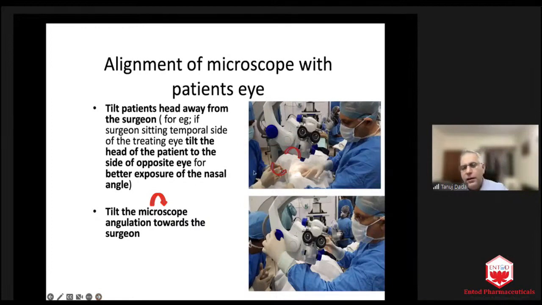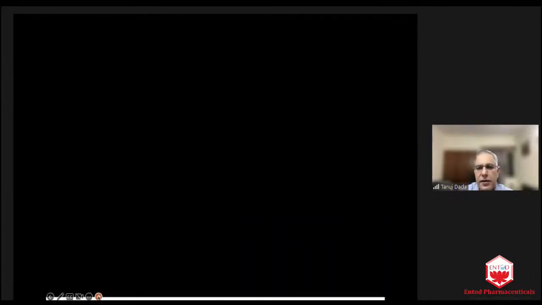Now always remember that in this era of glaucoma surgery, you need to learn how to do intraoperative gonioscopy. And for that, you have to do it on the OT table and you have to tilt the patient's eye 45 degrees and tilt the microscope 30 to 45 degrees. And then you will get a view of the anterior chamber angle.